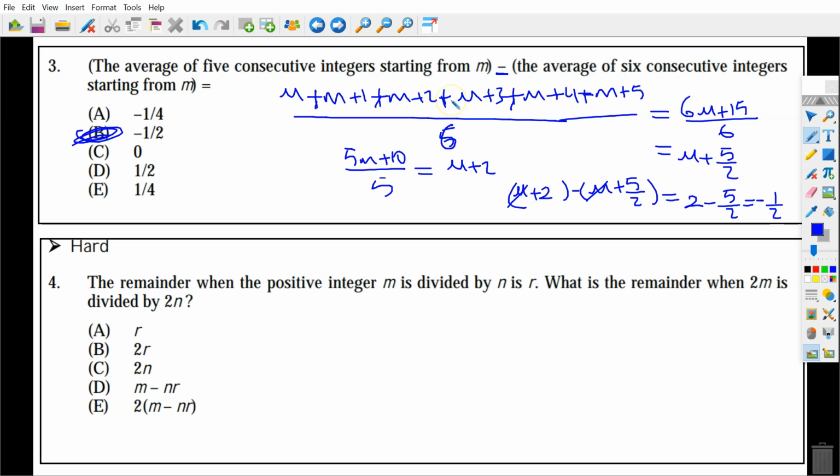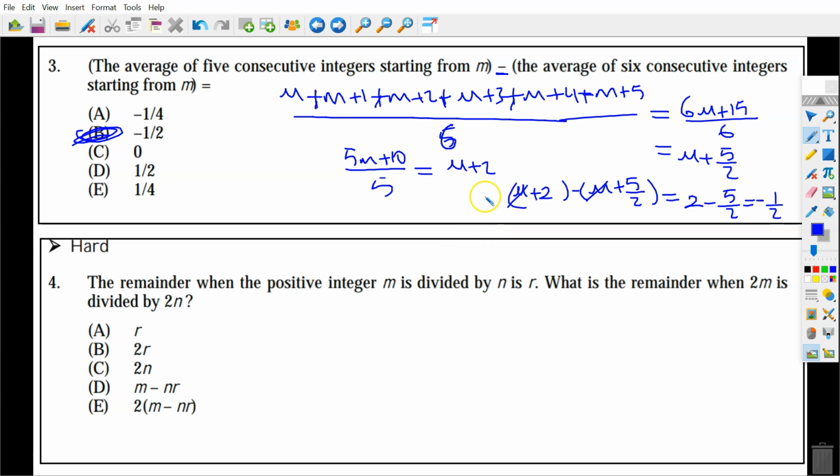All right. Okay. So now let's move on to question 4, which is one of the hard problems in this problem set. In this one, it says the remainder when the positive integer m is divided by n is r, and what is the remainder when 2m is divided by 2n. So in this case, since this is a special case, we can select numbers for m, n, and r.